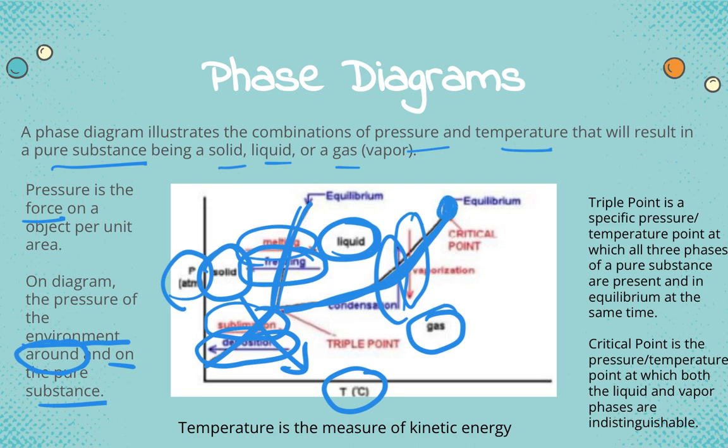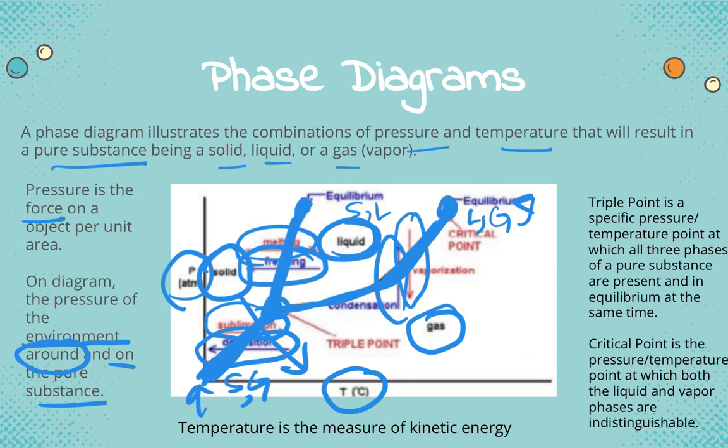At the ends of these lines and all throughout while you're touching the line, the phases are in equilibrium. So while I am on this line, the liquid and the gas phases are in equilibrium. While I am on this line, the solid and the gas phases are in equilibrium. While I am on this line, the solid and the liquid phases are in equilibrium.